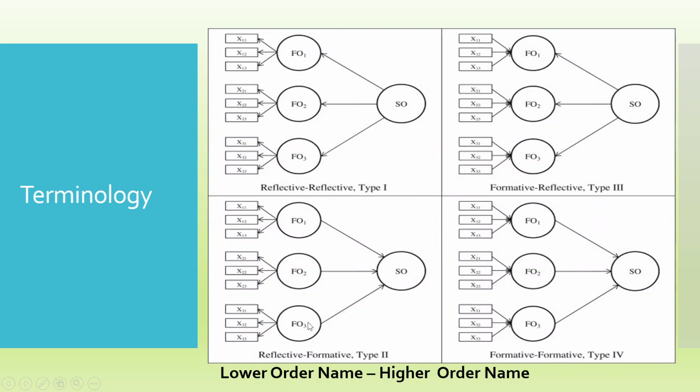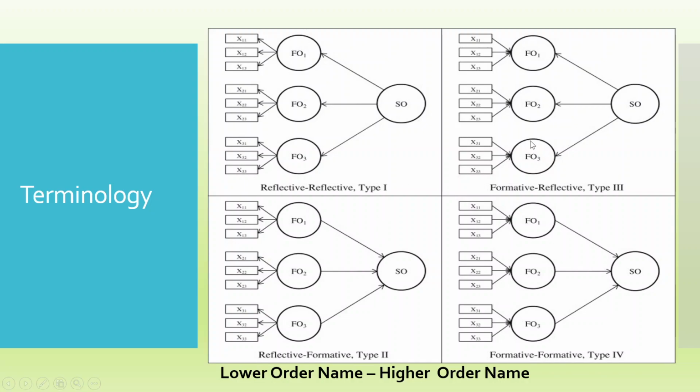If I talk about type 2 model, in lower order, the arrows are moving out, and in higher order, arrows are moving inside the construct. And therefore, it's a reflective formative model. It's a type 2 model, which we are going to discuss now.